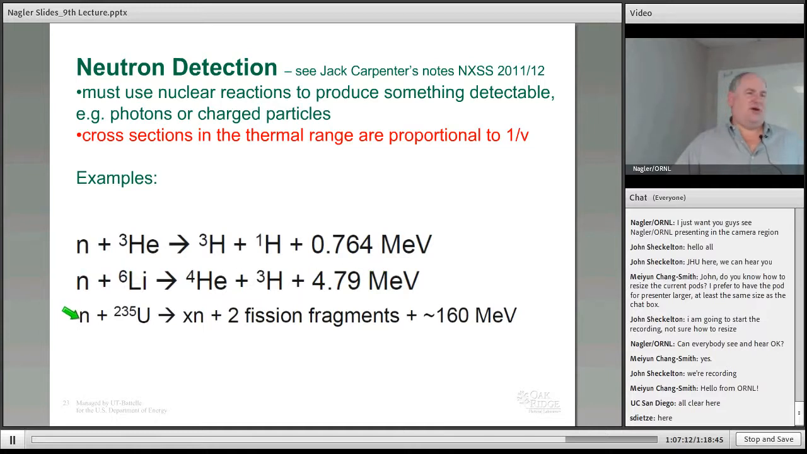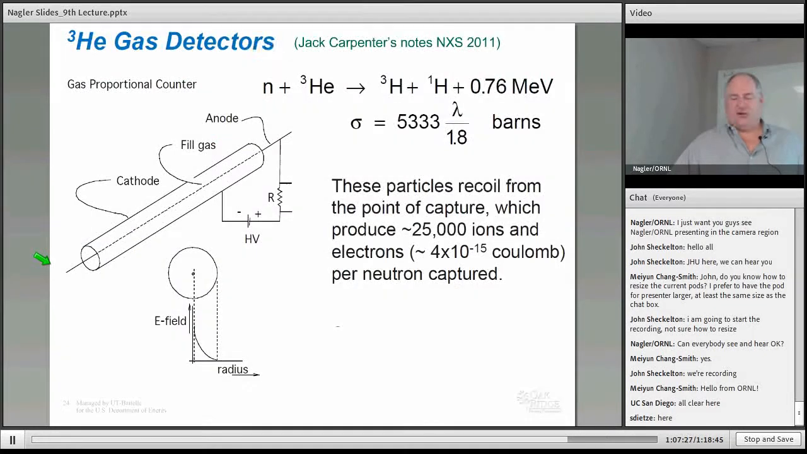And this has very often in the past been used in rather inefficient counters that we use to monitor the neutron beams. Okay, now again, if you go to a book like Beckerts and Wirtz, or you go to Jack Carpenter's notes from the summer school, you'll find a lot more detail and a lot of other things.